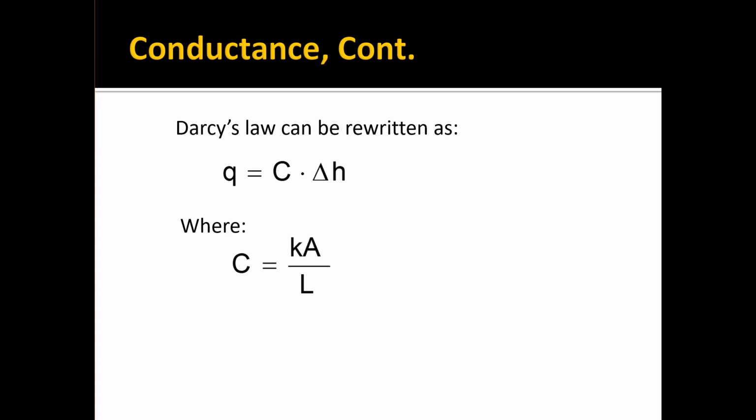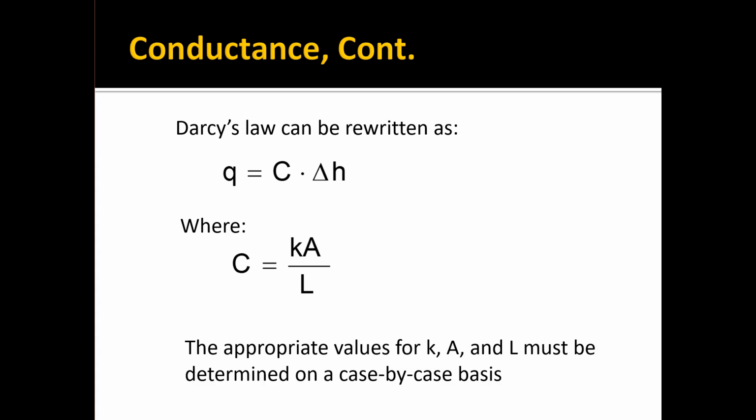Now, if you think about it, the C term, which we call conductance, is the permeability, the hydraulic conductivity, the area of flow, and the length of flow. So this is basically the underlying hydraulic conductivity and the geometry of the problem. We can lump that into a single term, and then our flow rate is simply the conductance times the head difference.